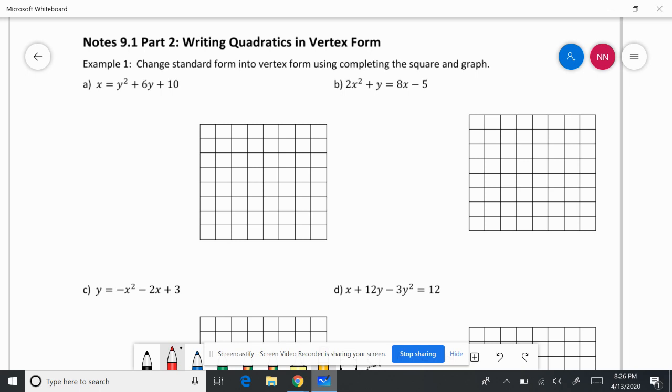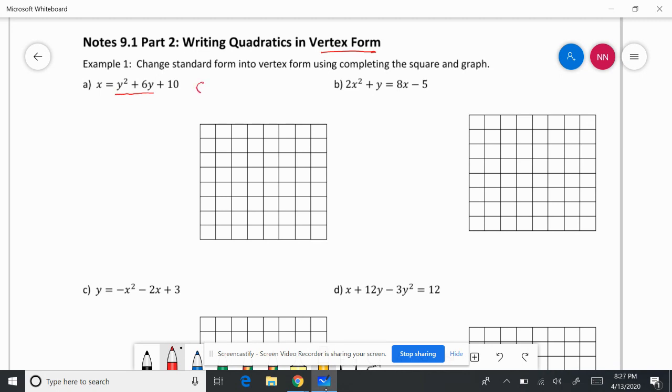What we're going to do now is we're going to be graphing parabolas. So first, what we're going to do is write it in vertex form. After we write it in vertex form, we're going to graph it. When we're writing it in vertex form, what we need to do is remember completing the square. So in this case right here, what we're missing is our c value.